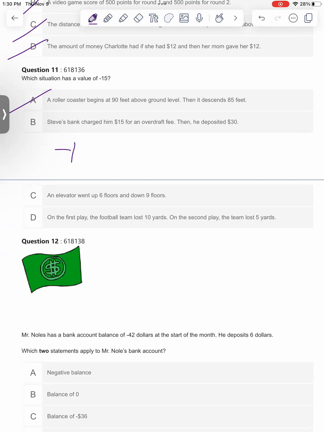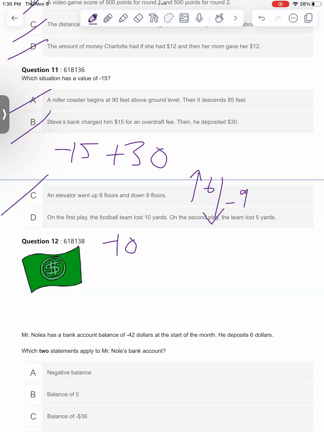Steve's bank charged him $15 for an overdraft fee. Then he deposited 30. So that would actually be plus 15. Elevator went up 6, and it went down 9. So that would actually be at negative 3. All right. First play football team lost 15 yards. And on the second play, they lost 5 yards. So they've lost 20 yards.